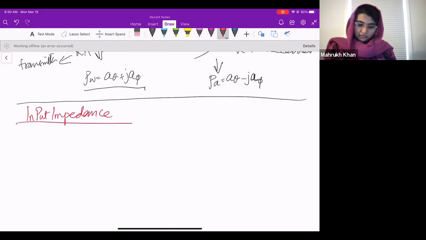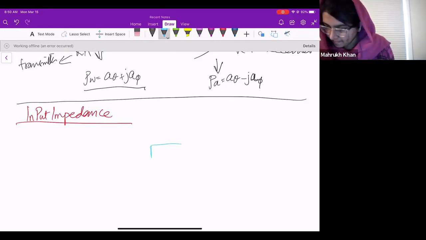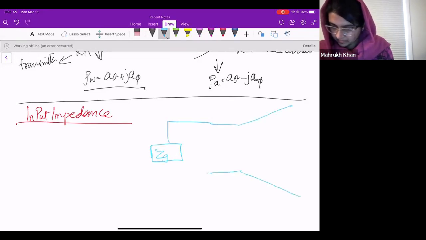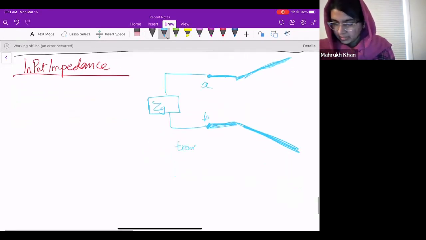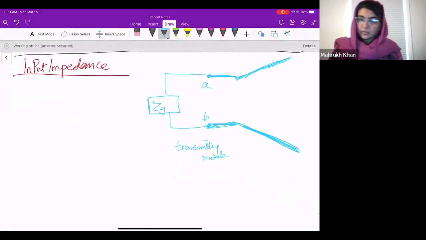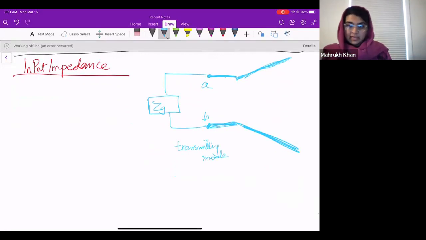Previously I drew the equivalent circuit of an antenna. If this is my antenna, this is the generator, this is the antenna, and from here the antenna is starting. So this is the points A and B. Okay, and this is a transmitting mode. It's very important, as you are digging deeper, you will know that we will differentiate them in transmitting and receiving modes.